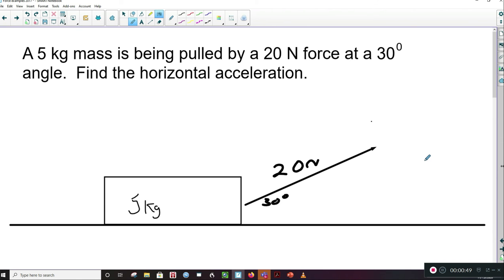Almost like it was planned. Interesting. So let's go ahead and break this up into its 2 components.